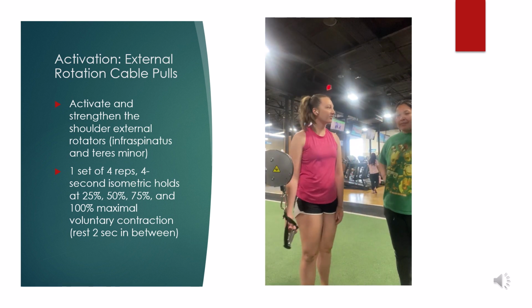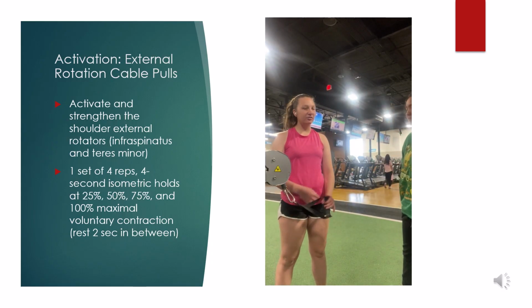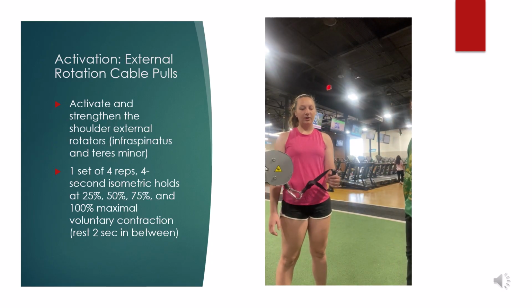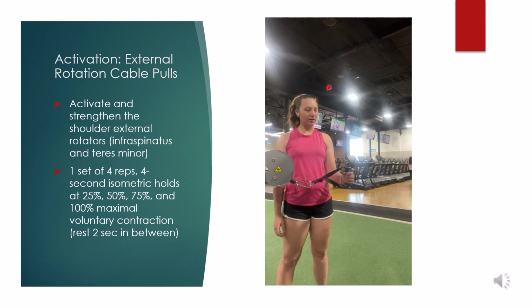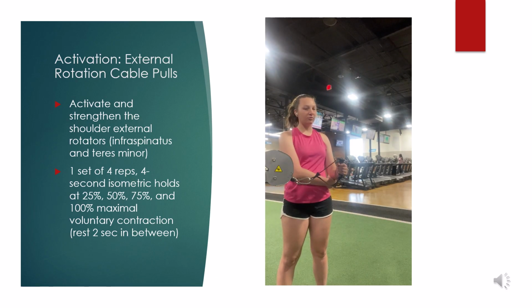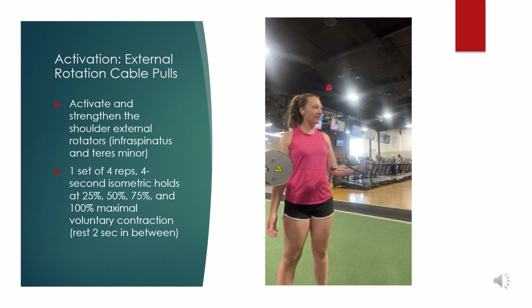So for this next exercise, we're going to be doing activation techniques. So it's going to be isolated. We're going to practice some external rotation. We're going to take it and just go back and come in. We're going to want to make sure that we don't flare our elbows like I just did. Back in, stop it in here.